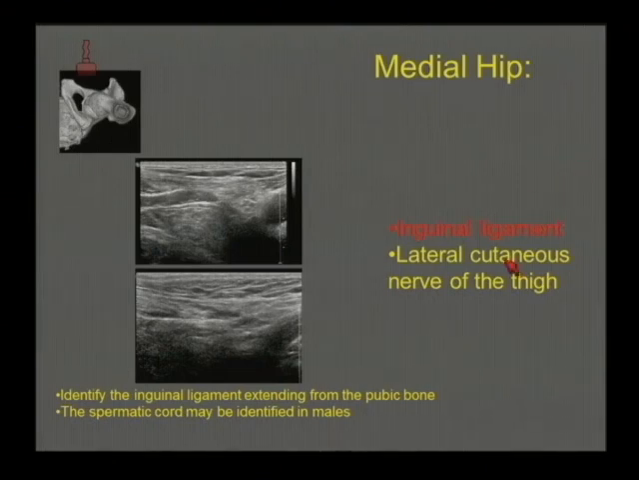The inguinal ligament we can follow from the anterior superior iliac spine to the pubic bone. In males, we can also identify the spermatic cord in the same location.